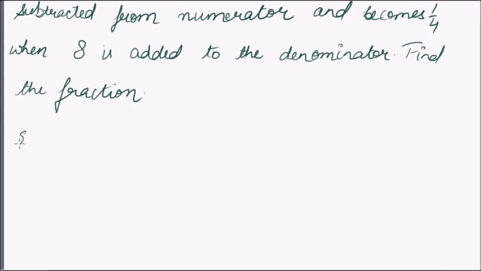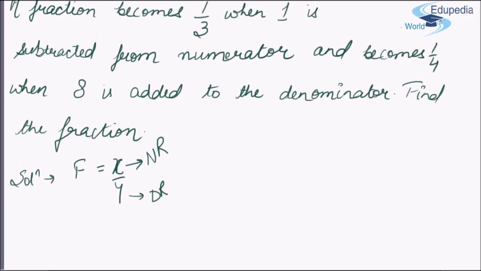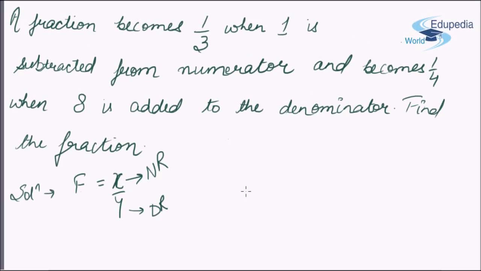Let, friends, the fraction be denoted by f equals x over y, where x is the numerator and y is the denominator. According to the question, if 1 is subtracted from numerator, that is x minus 1 over y, the fraction becomes 1 by 3.